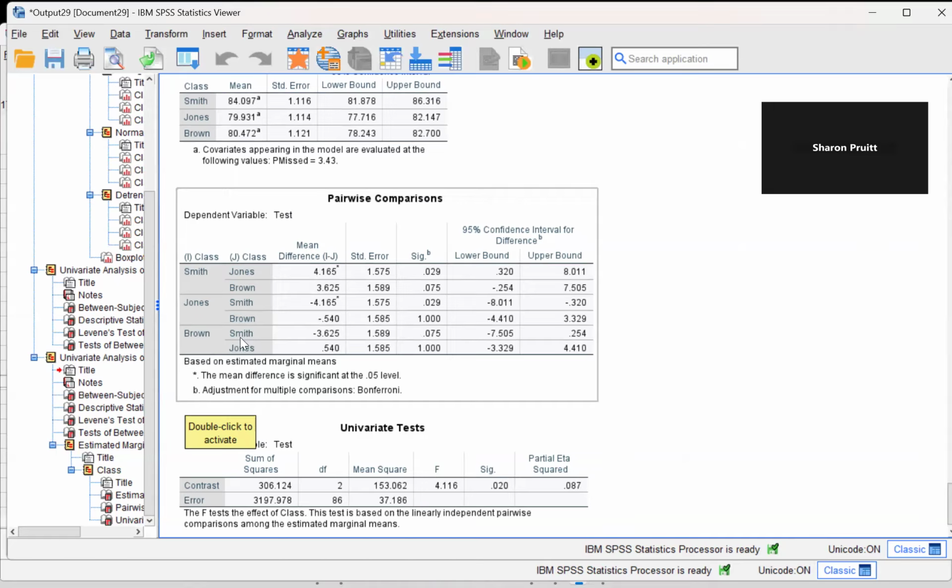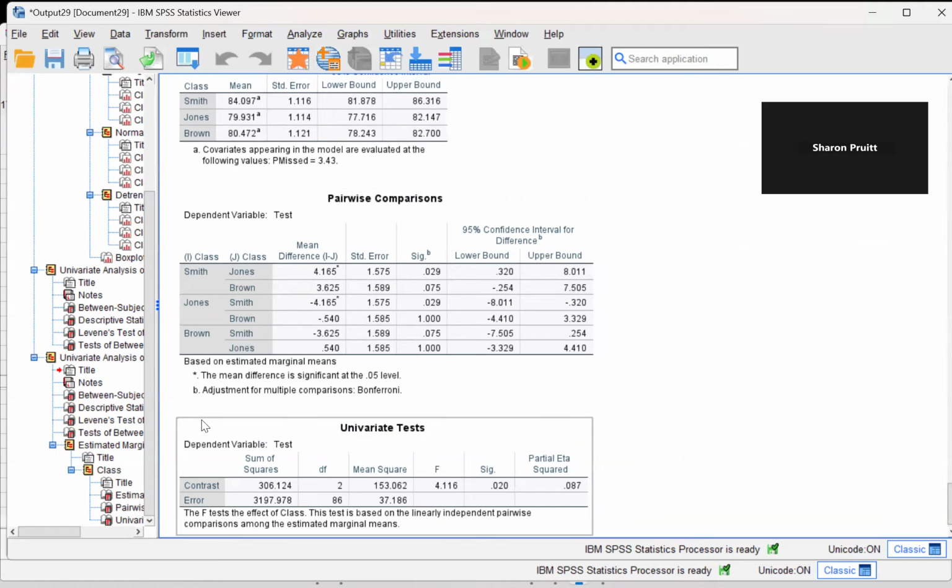Therefore, Smith and Brown did not significantly differ, and Jones and Brown didn't significantly differ. Smith is the one that scored significantly higher than Jones. That's where the difference lies.